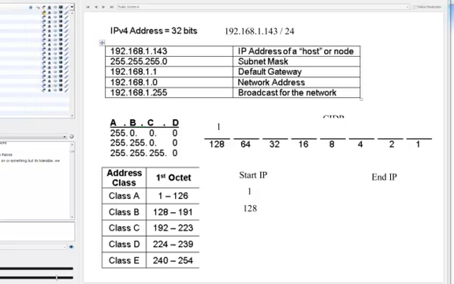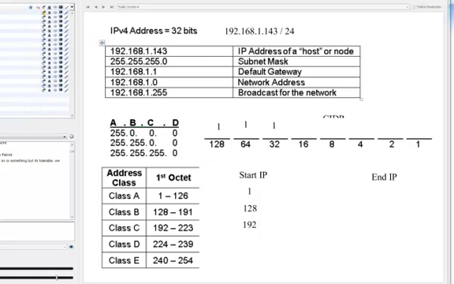Now, if I put another 1 here, and the rest are all zeros, what's my value? It's 128 plus 64. Good, thank you, it's 192. So that's where C starts. I'm going to put another 1 here, and I'm going to pretend that these are all zeros. So what's 128 plus 64 plus 32? Good, 224. That's where D starts.